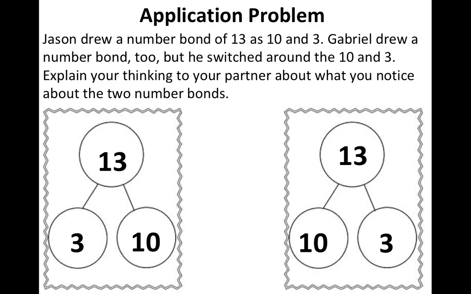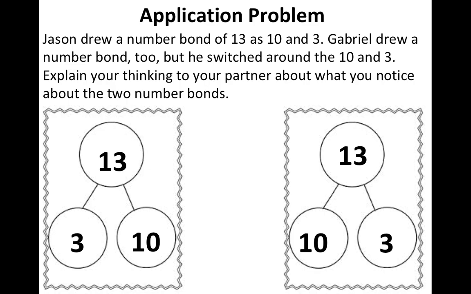For this application problem, you won't need anything else. I just need you to explain to someone near you what the application problem is trying to say, and explain your thinking. It says Jason drew a number bond of 13 as 10 and 3. Gabriel drew a number bond too, but he switched around the 10 and 3. Explain your thinking to your partner about what you notice about the two number bonds.